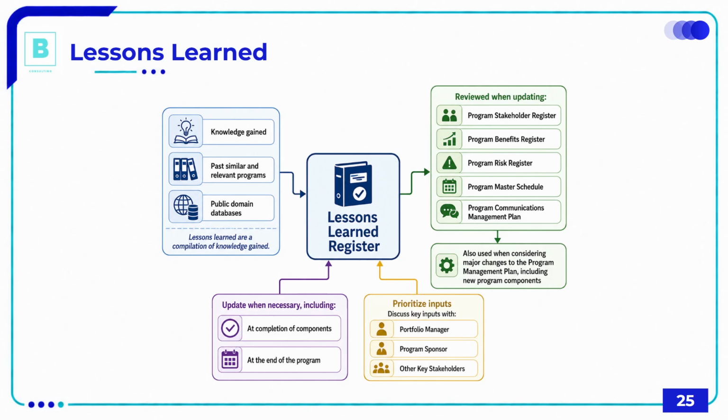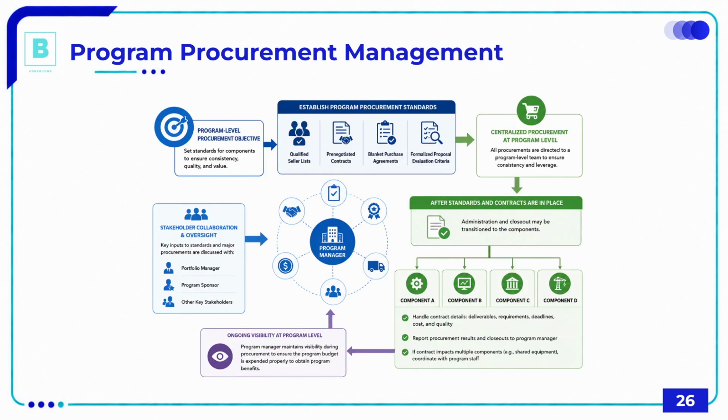The lessons learned register is reviewed when we are updating the stakeholder register, benefits register, risk register, the master schedule of the program, the communications management plan, etc. It is usually also updated when a component is closed and at the end of the program, but there should be other occasions to update the lessons learned register as well.